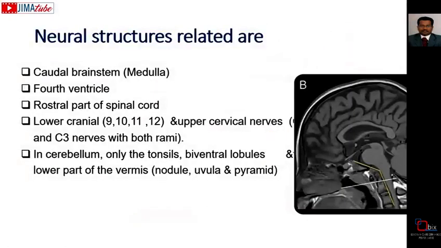So what are the neural structures which are related to this? One is the medulla, the other is the fourth ventricle, rostral part of the spinal cord, lower cranial nerves and upper cervical nerves. In the cerebellum, only the tonsils, biventral lobules, and lower part of the vermis are related to this junction.